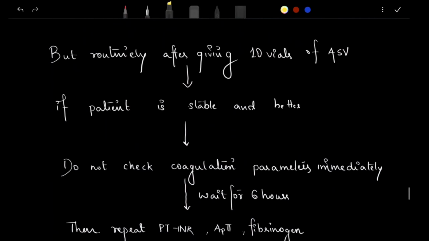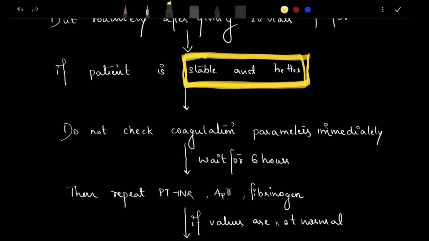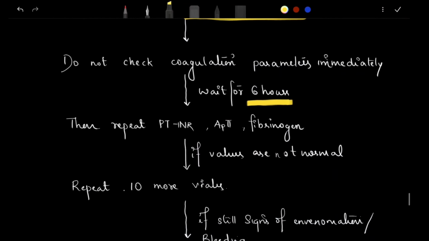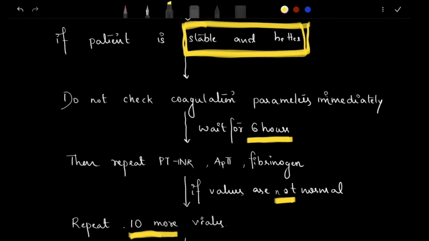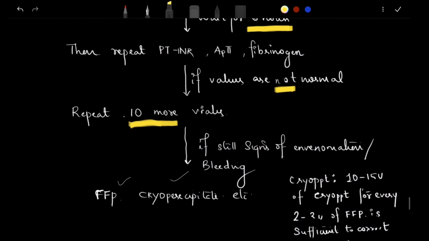But routinely, after giving 10 vials of ASV, if the patient is stable and all the signs and symptoms have resolved, you don't need to check the parameters, that is LFT, PT/INR, all those things. You just wait for 4 to 6 hours, ideally 6 hours, and then repeat PT/INR, APTT, fibrinogen. If the values are not normal only, then you give 10 more vials. In between, if any deterioration happens, you check the PT/INR, APTT, and if that is not normal, you give 10 more vials.